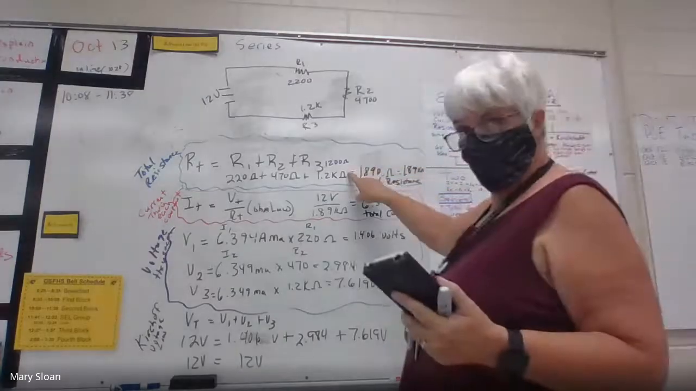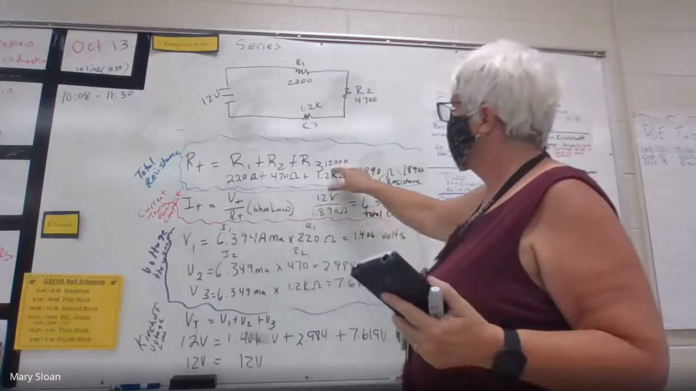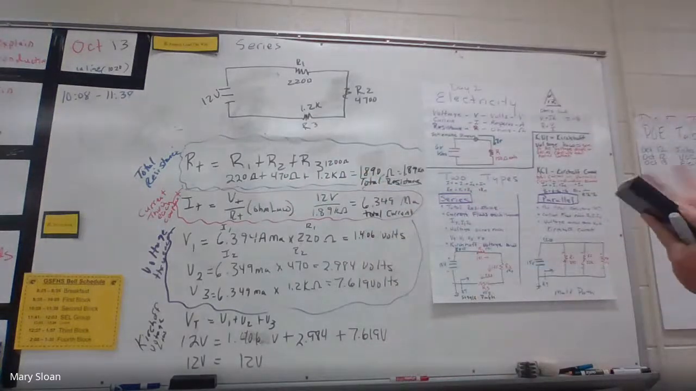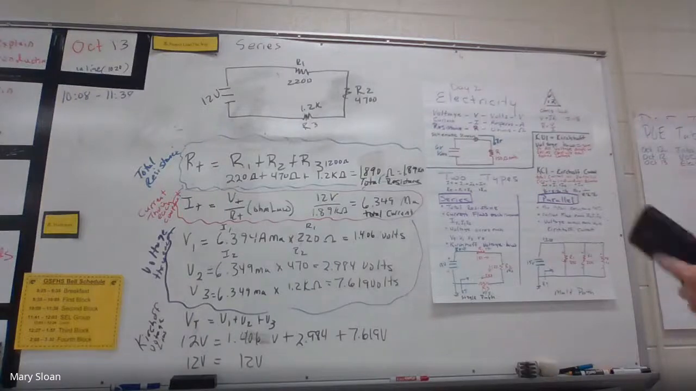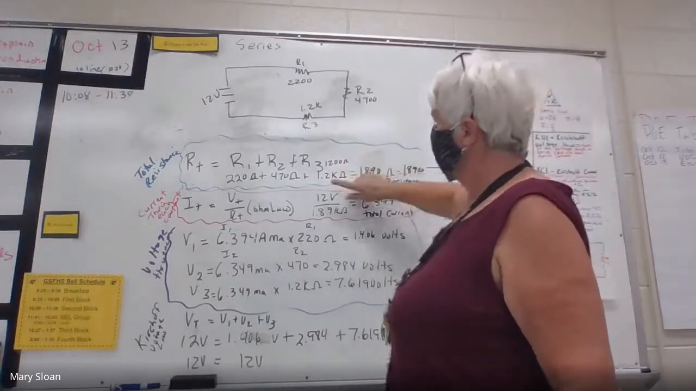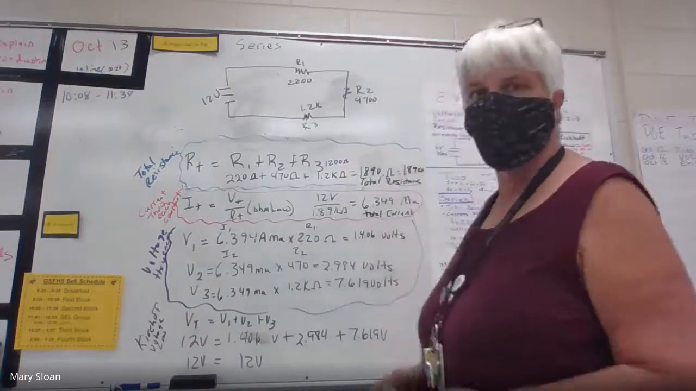For your resistance total, what I asked you to do is just take the 200 plus the 470 plus the 1,200 on your calculator, please. What do you get? That is a 12 at the end, isn't it? It is 1,200. What I did is I changed the 1.2 kilo ohms to just ohms.